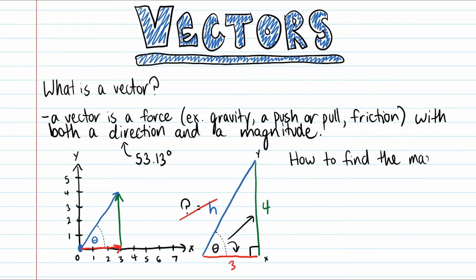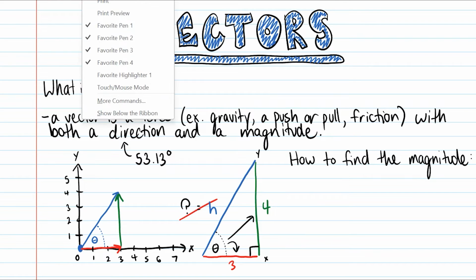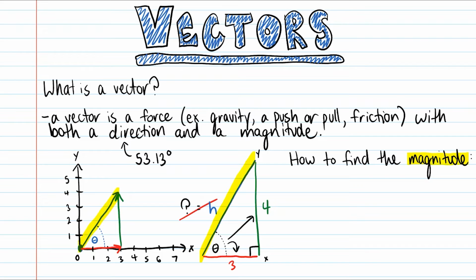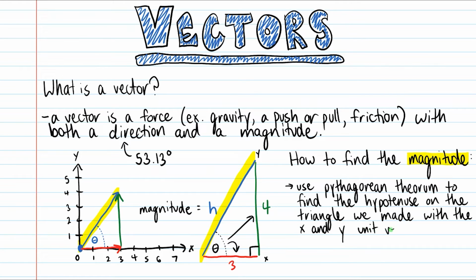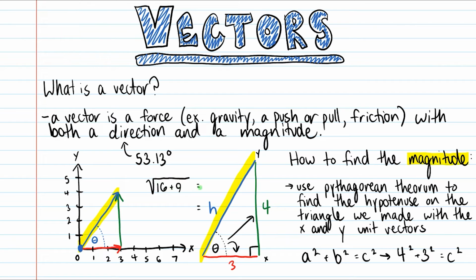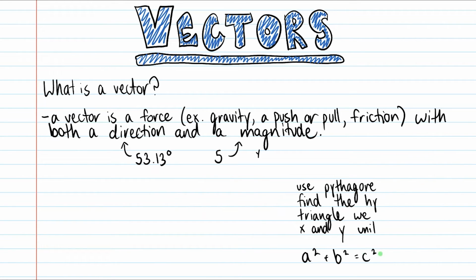So now let's learn how to find the magnitude of a vector using these component vectors. So fortunately, after setting up this triangle, it's pretty easy. We use the Pythagorean theorem to find the side that we don't know, which is the magnitude. So a squared plus b squared equals c squared, and we're going to solve for c, which is the hypotenuse. So we get that 5 is the hypotenuse.